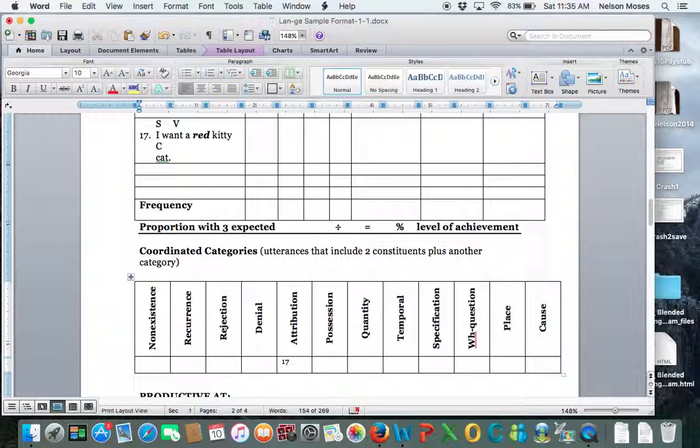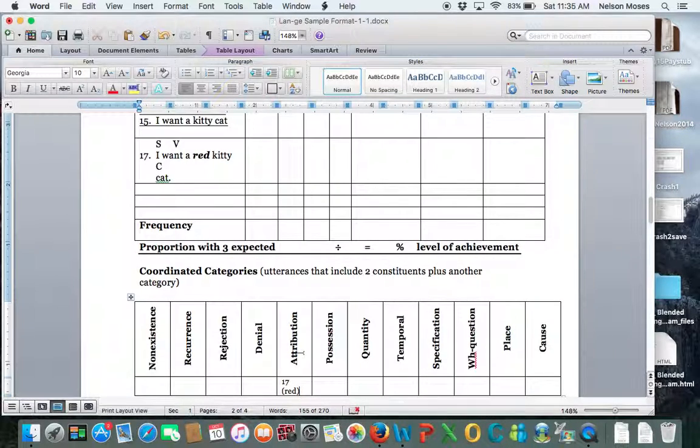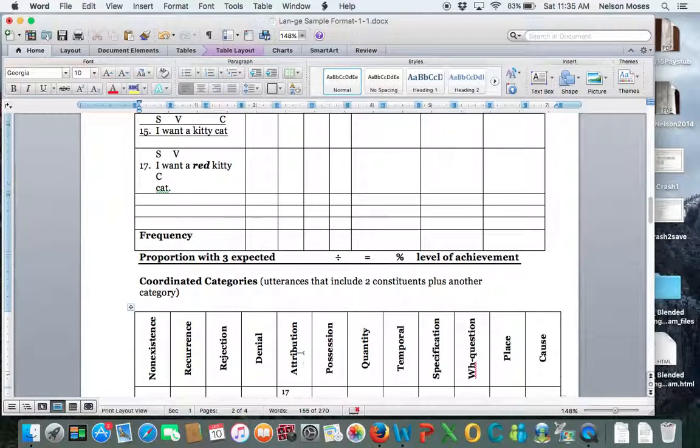If you want, especially if you're doing an analysis, say, of the kinds of attributes the child is producing, you might want to put in the word red so that later you can, particularly if you're using this format for a formal assessment of a child with a delay, note the actual words from the sentence that represent the coordinated category on the bottom. So later on you can summarize things better or do easier analyses.